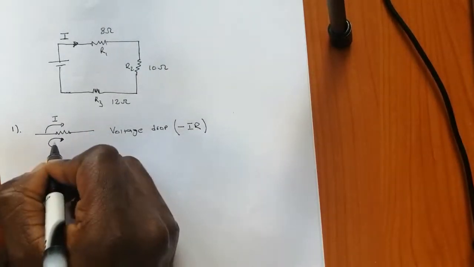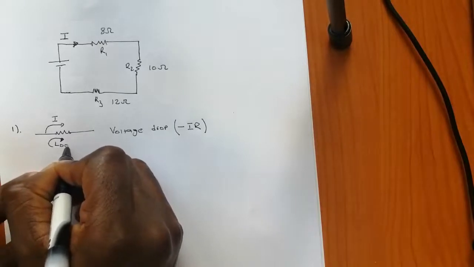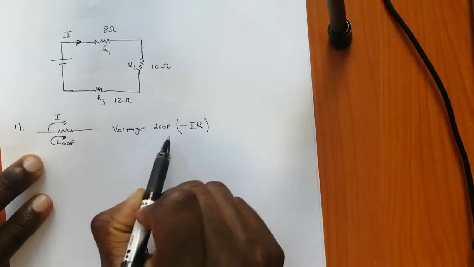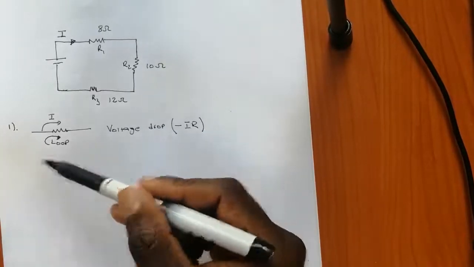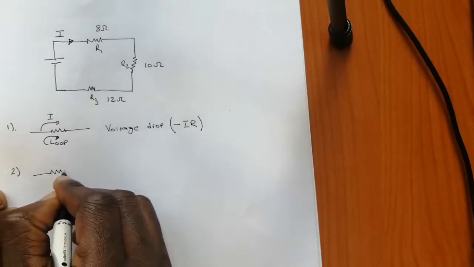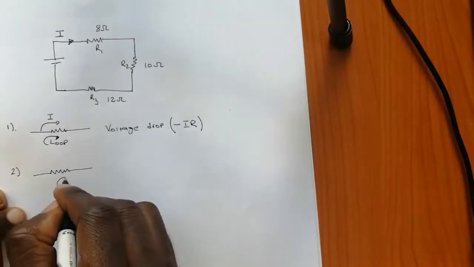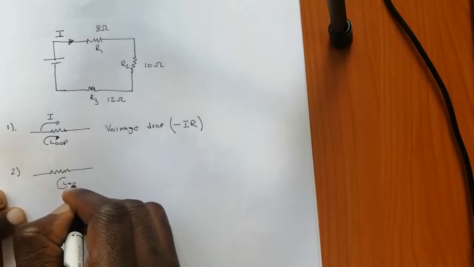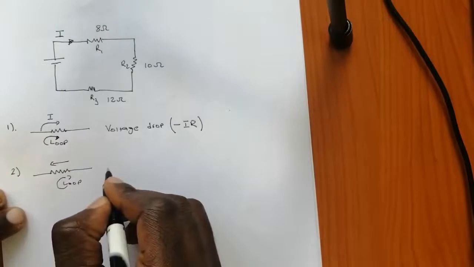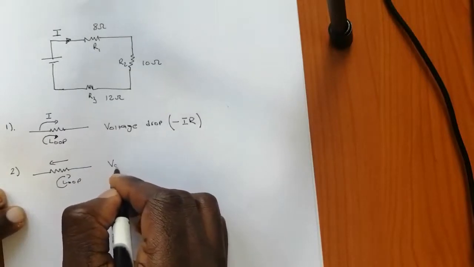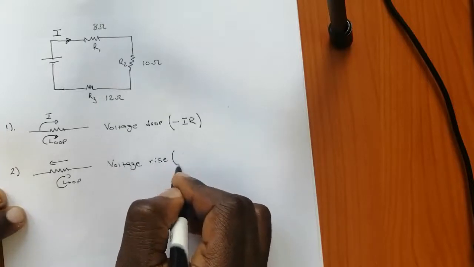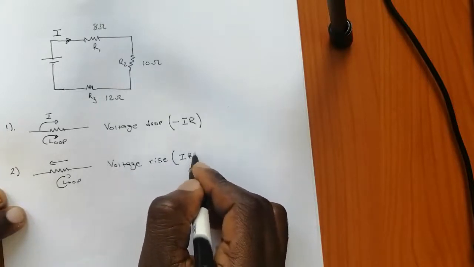So the loop is in this direction and is in the same direction as the current, therefore you'll have a voltage drop. If it's opposite, if you assign the loop to be in this direction, then the current is in an opposite direction, therefore you'll have a voltage rise, and that will be positive IR.